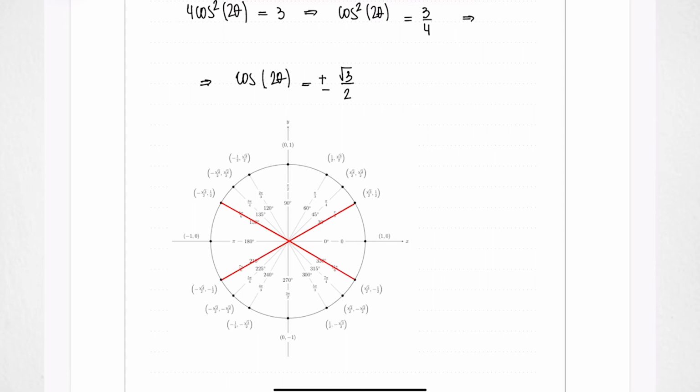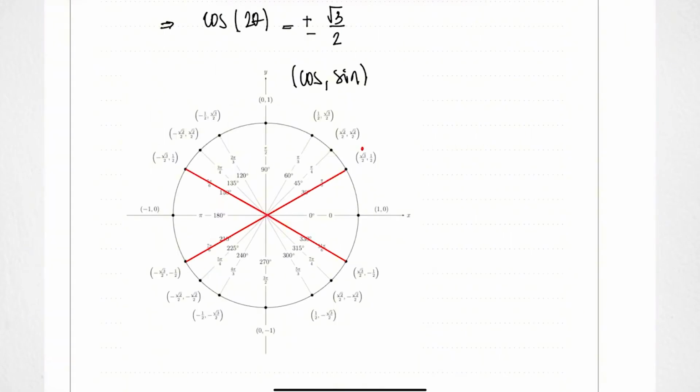Given that all of these points represent the cosine, comma, the sine of these angles, we can see root 3 over 2 and negative root 3 over 2 in all these 4 cases. And in addition to that, we need to look for the solutions, as I was mentioning before, not from 0 to 2 pi, but from 0 to 4 pi, which means that we need to go around once more.